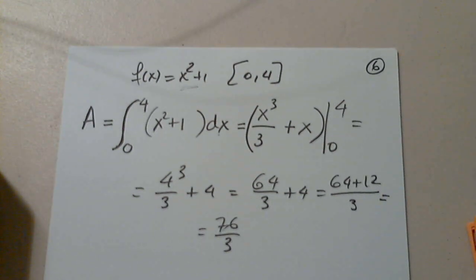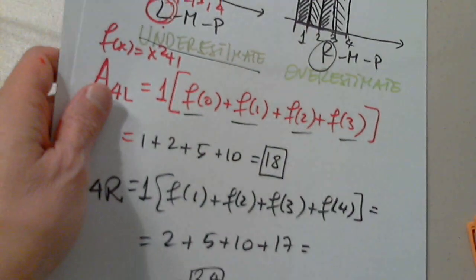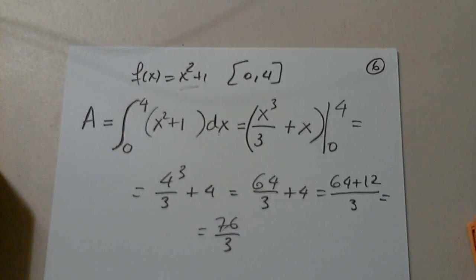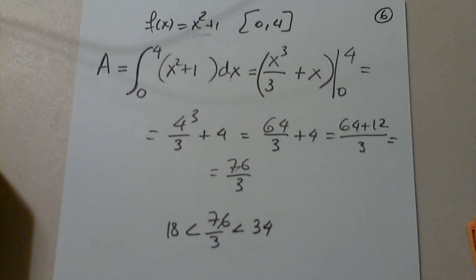Remember what we found? With not a very good approximation, we found that the area is somewhere between 18 and 34. This number has to be between 18 and 34, guaranteed. So when I divide, I don't have to, I just wanted to share my screen with you. It's 25, as expected, 25.333.